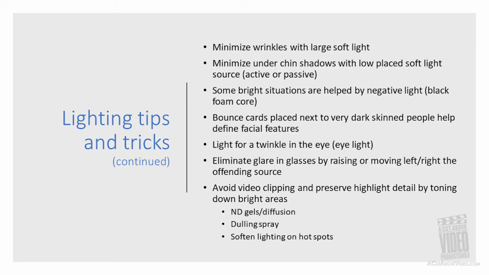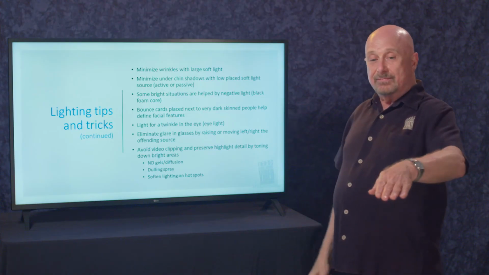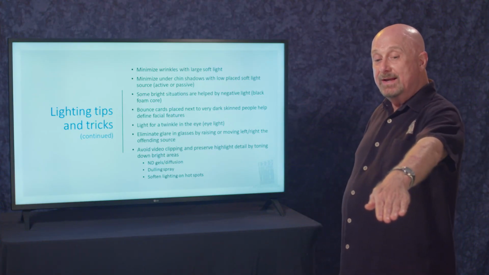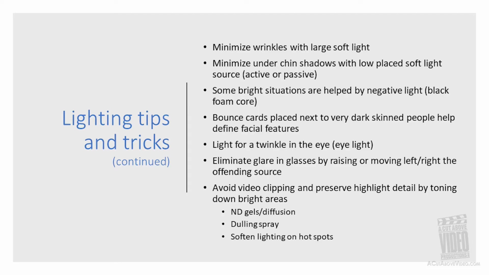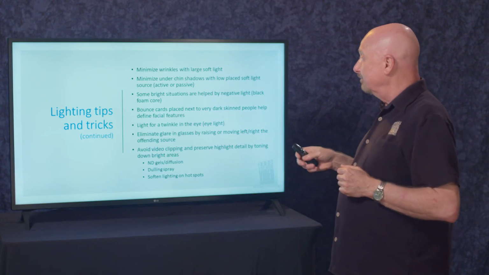Don't do that. Soft lights minimize wrinkles and pockmarks and flaws in the skin. Minimize under chin shadows with a low placed soft light. There's a low placed soft light right down there to reduce these shadows. Some bright situations are helped by negative light. The black bounce card that I had brought out before.